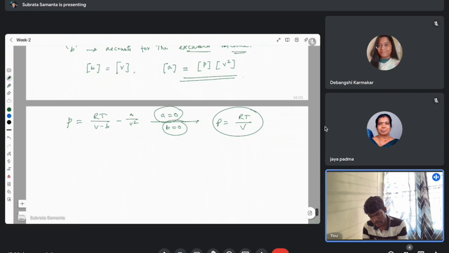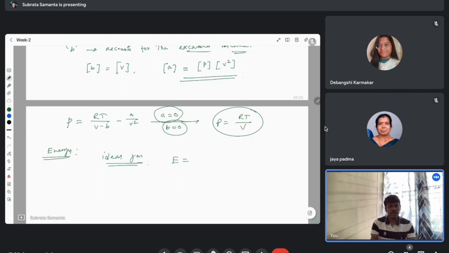Then suppose I want to ask what is the energy of the van der Waals gas? So first, what is the energy of the ideal gas? The ideal gas has only kinetic energy. So how do we know the kinetic energy at a particular temperature T for an ideal gas?